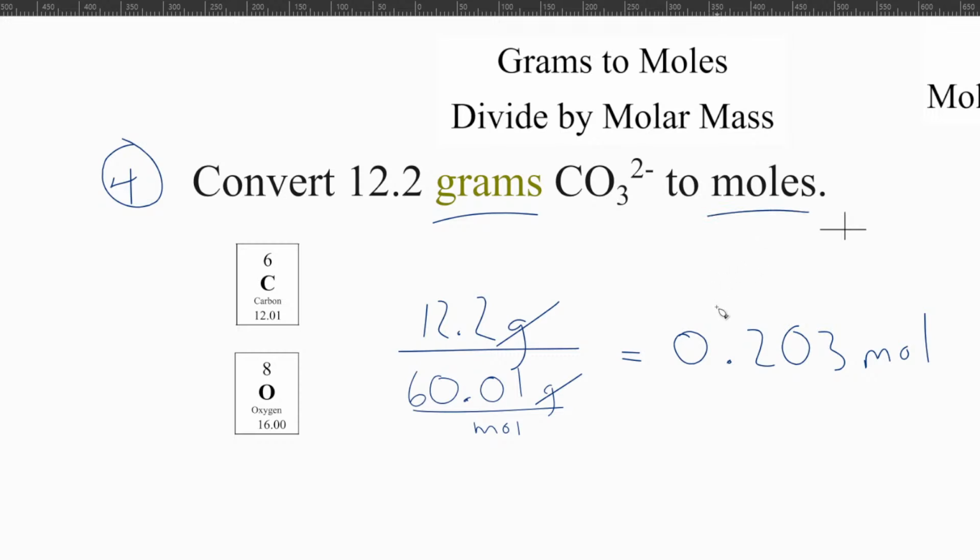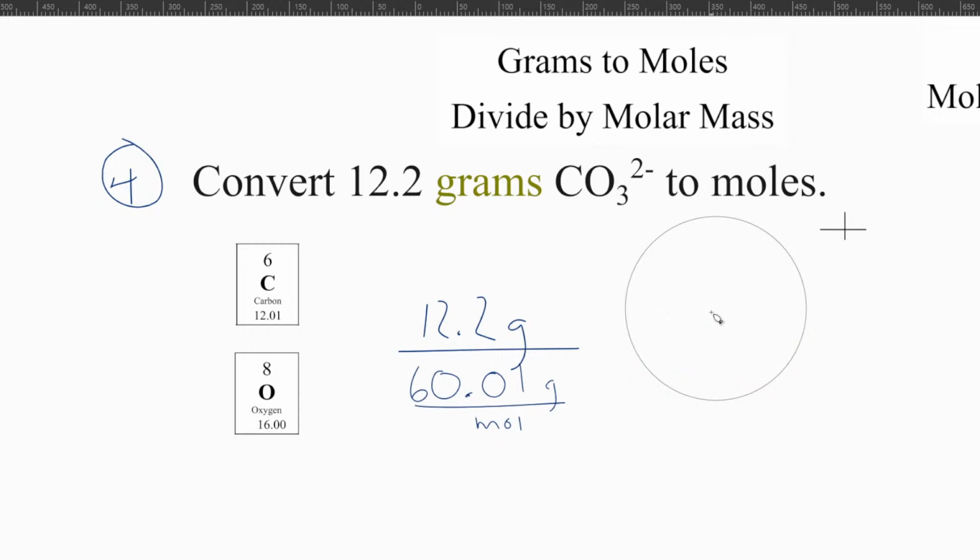But there's another way we could do this. Let me show you that. 60.01 is the 1 carbon plus the 3 oxygens. So we have 1 carbon, we added that plus 3 times this number, and that's where we got that number. That's the molar mass of the CO3. And you don't have to worry about the electrons. They really don't have much mass. Okay, so let's move this up here.